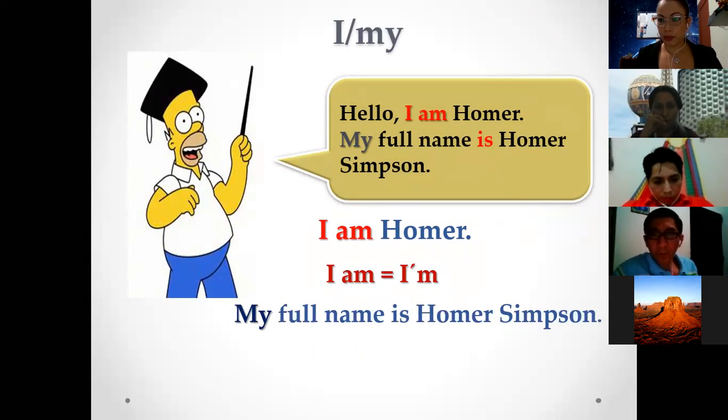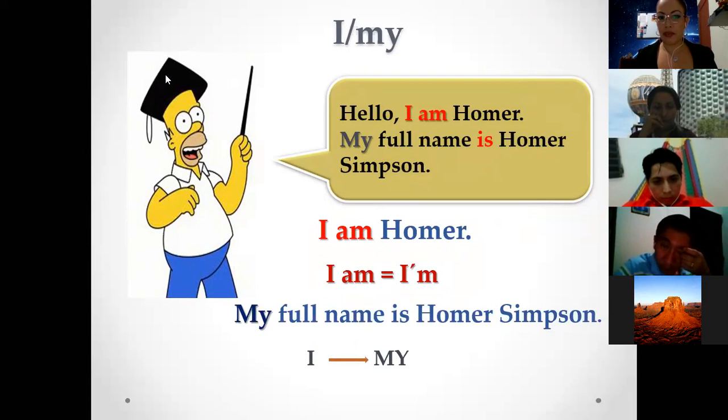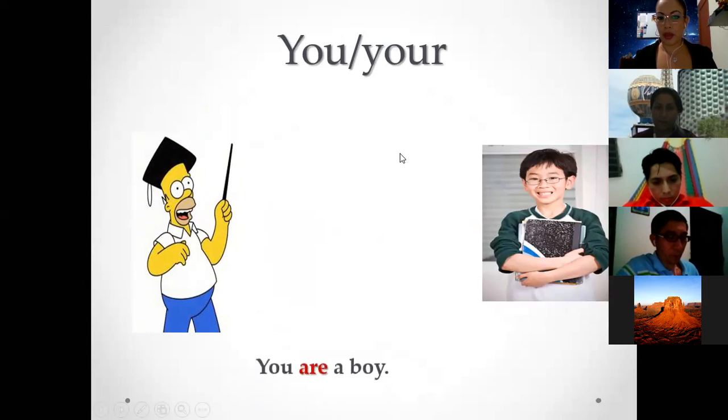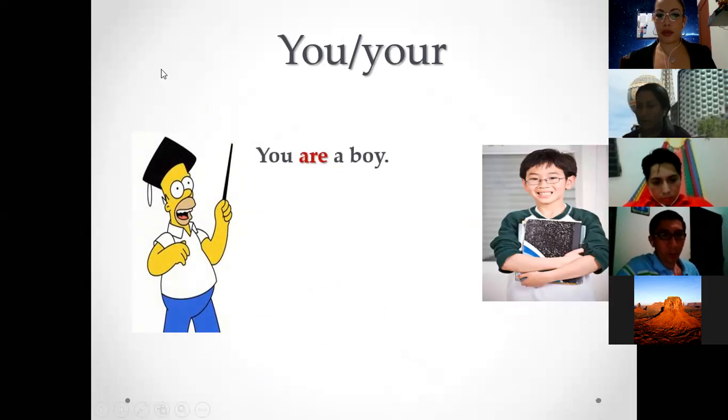Que si hablo de algo que le pertenece a la primera persona, I, el possessive es my. ¿Sí? Continuando con lo que estábamos explicando, si el sujeto es la segunda singular, tú, el possessive será your. Your, el possessive adjective is your. You are a boy. Okay.